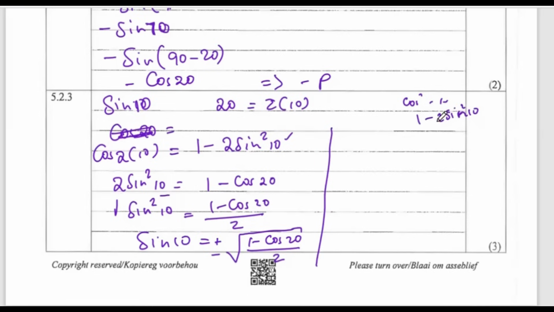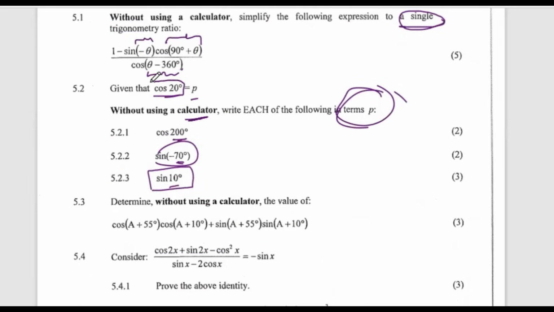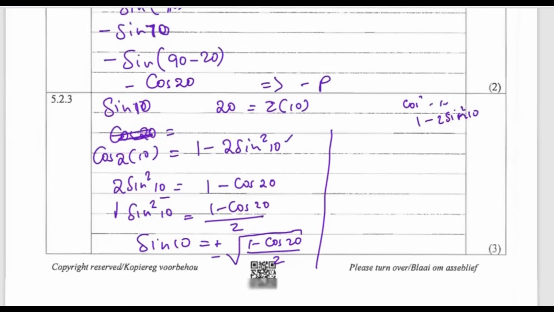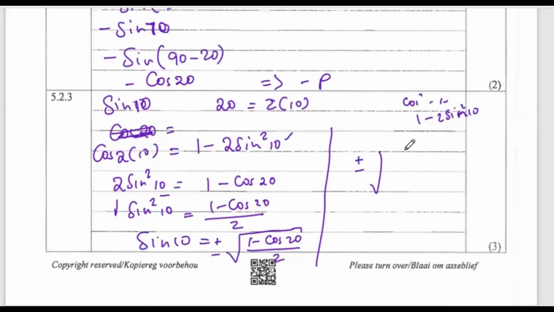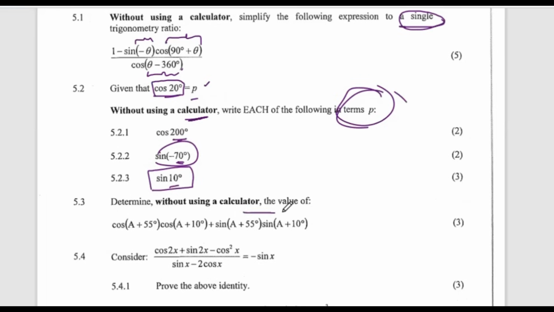What was the question saying? The question was talking about the cos of what? Was it sine or cos? The question gave us cos of 20, which is the same as the P. Okay, so when I do my substitution, I'm having plus minus the square root of 1 minus P over 2. That's my answer. That is the sine of 10.